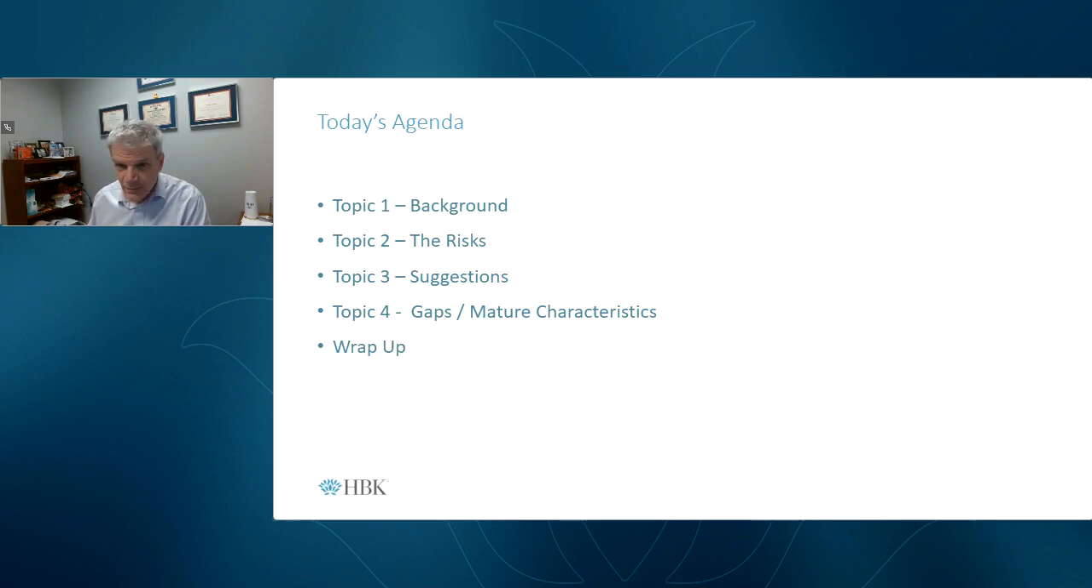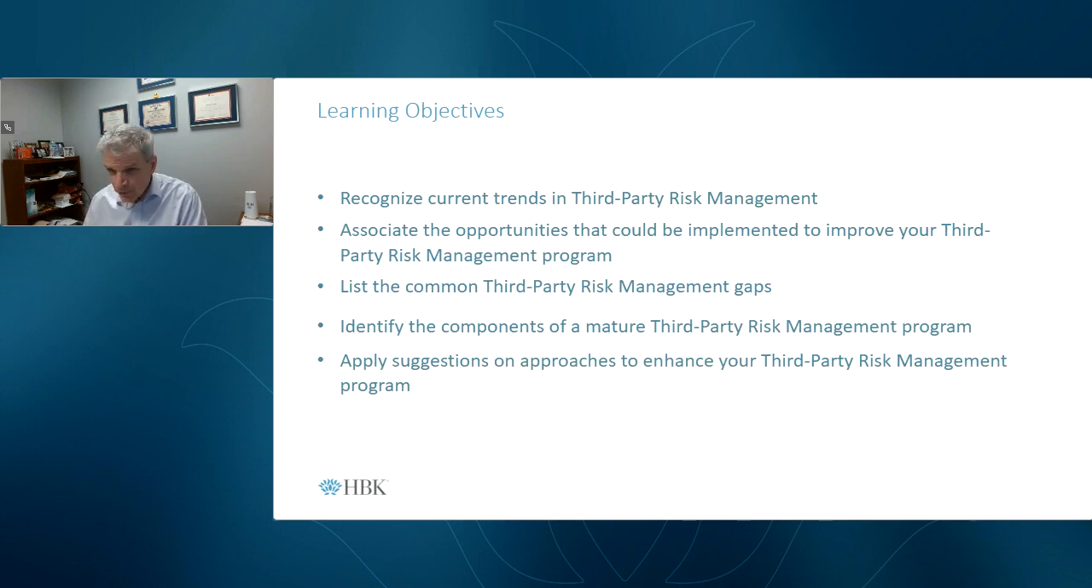So here's our agenda. I'm going to hit the background, go over some risks, and some suggestions. What I'm trying to do is give you some background, and if you don't have a risk management program currently, to get you started, and then if you do, talk about some of the gaps that you may be experiencing over the past couple of years and what characteristics of a mature cybersecurity and third-party risk management program would entail. So here are the learning objectives that we're going to go through today.